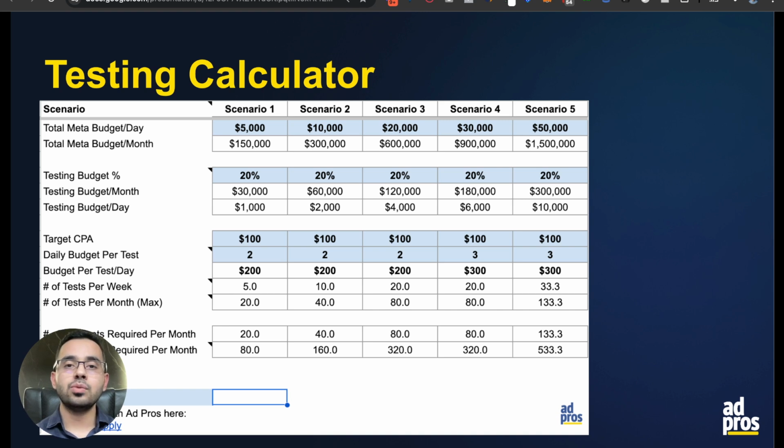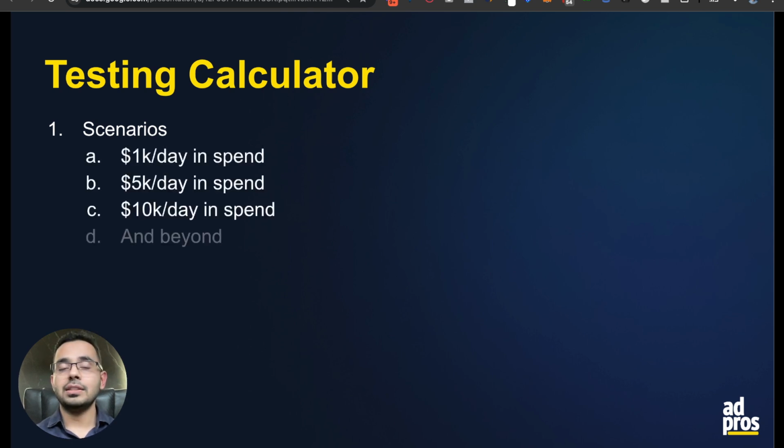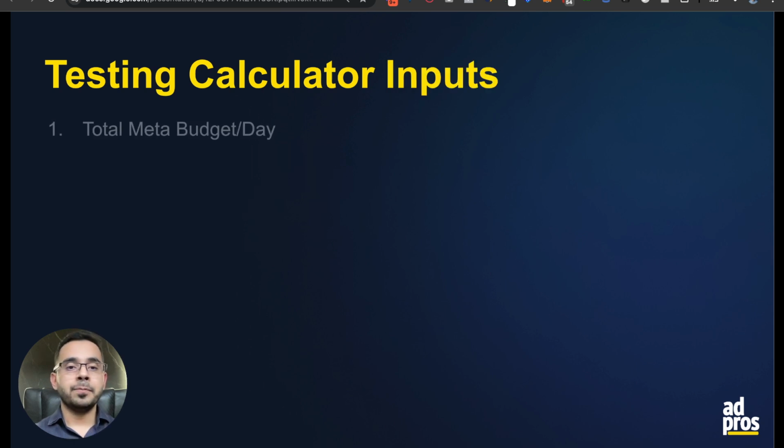And so what we did is we actually created a calculator based off of this, and I'm going to show you how to get access to this. And so we created scenarios of if you're spending 1,000 a day, 5,000 a day, 10,000 or beyond, how do you actually look at what are the inputs to decide how many assets can you test per month? And so this comes down to how much you're spending per day on Meta. What is your testing percentage that you want to allocate?